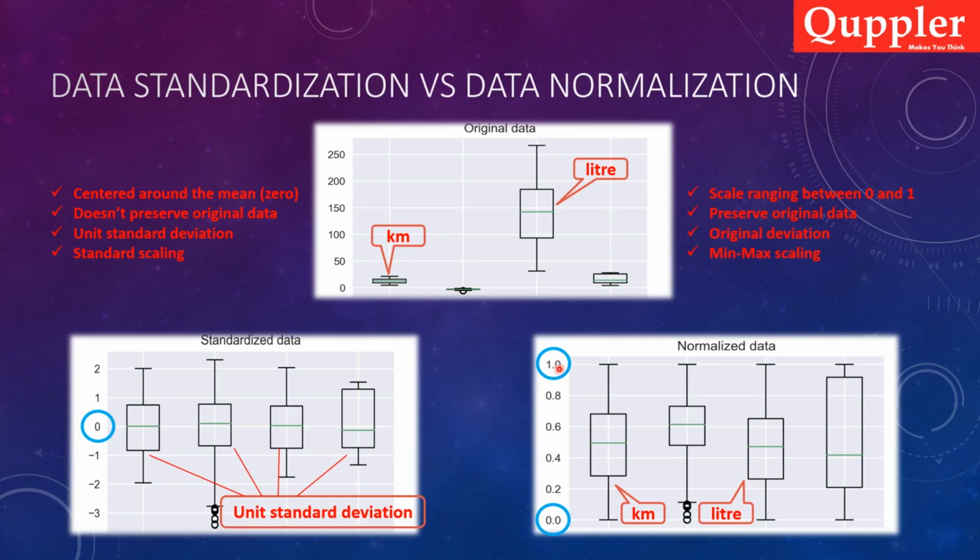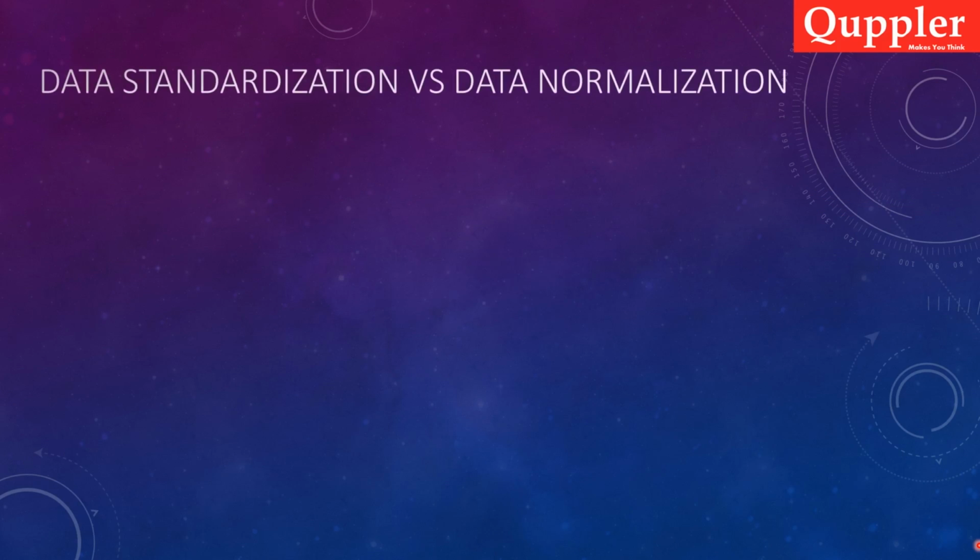To sum up everything, data standardization is always centered around the mean. It doesn't preserve the original data in form of units, because it always tends to convert to unit standard deviation, and it is known as standard scaling. While data normalization always scales your values between a range of 0 to 1, and it does preserve the original data in form of original units, and it is known as min-max scaling. So after learning the major difference between data standardization and data normalization, from the coding perspective we're going to dive deeper into how we can use this while coding in Python.